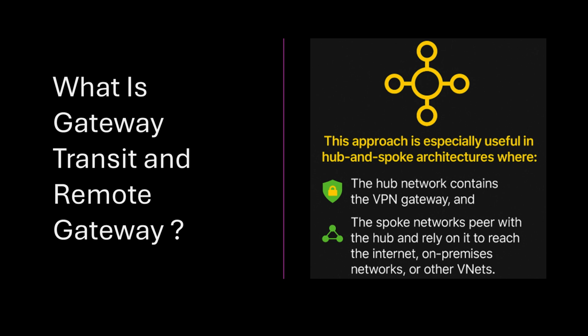other VNets. When a peered virtual network uses the gateway of another VNet, it is said to be using a remote gateway. From the spoke network's perspective, you are not hosting the VPN gateway yourself. You are simply consuming the gateway resources of the hub network. You configure this during VNet peering setup by selecting the option to use a remote gateway in the peering configuration. This tells Azure that your VNet is delegating gateway connectivity to the peered network.